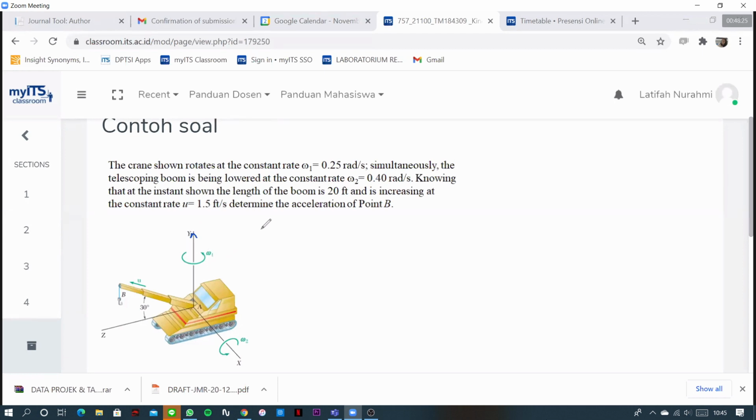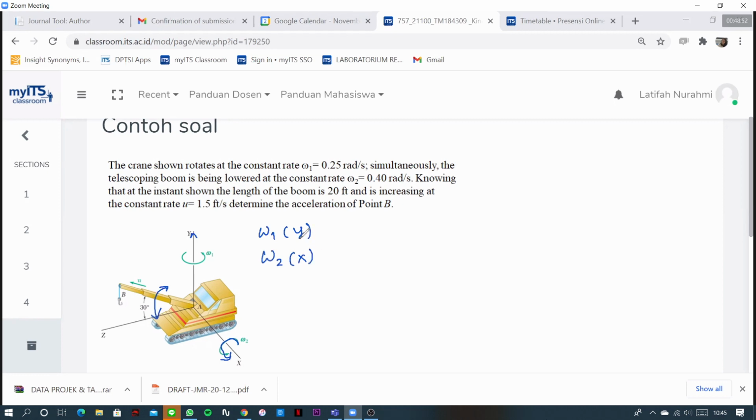So this is rotation. We have omega 1 about the y-axis, and at the same time the telescoping boom is being lowered at the constant rate omega 2. So this is omega 2 about the x-axis. It means omega 2 is here, like this.